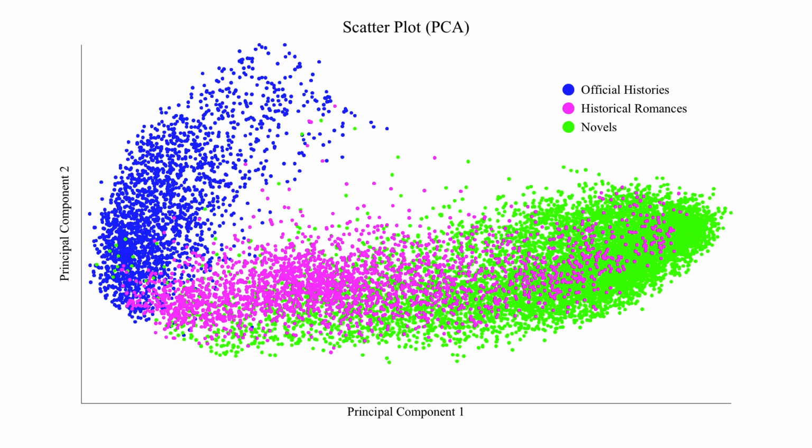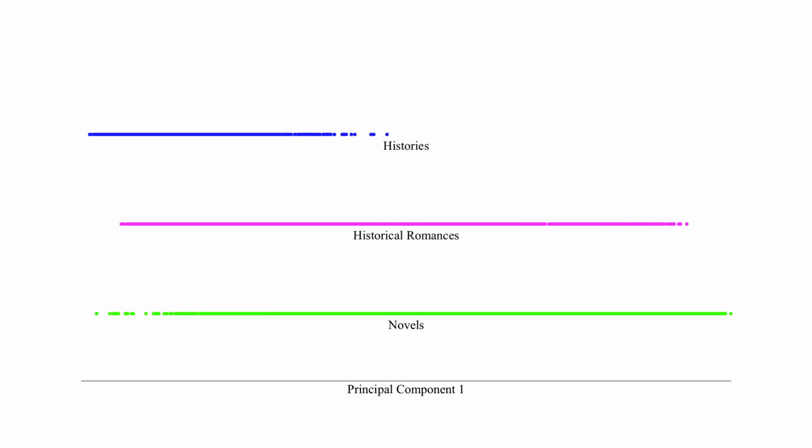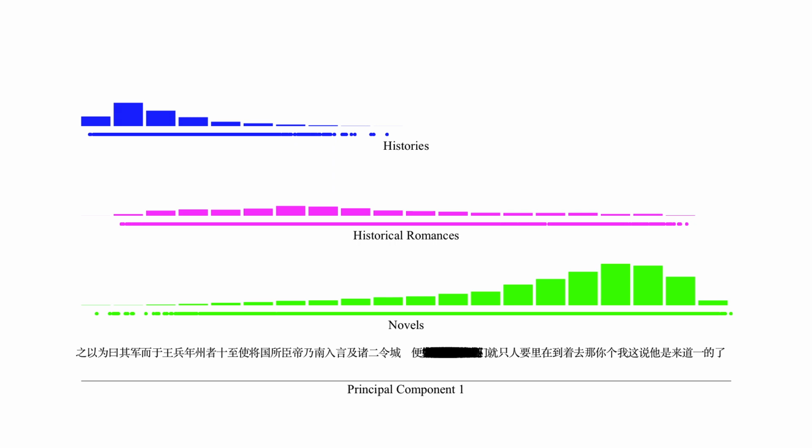We can plumb this a bit further by looking at the plot in one dimension at a time. I'll start with the first principal component. I'll divide the data by genre so we can clearly see their differences. This histogram shows the density of texts appearing along this axis, and here are the characters for reference. We can see that the histories are far more dominant on the left, the historical romances are fairly evenly dispersed, and the novels are most dense on the right.